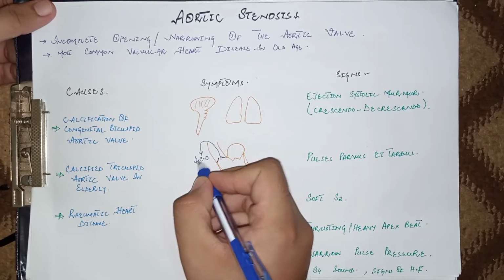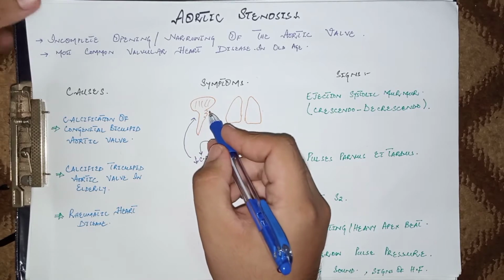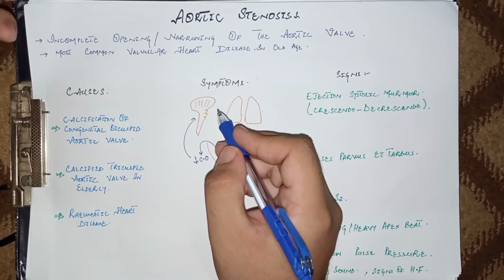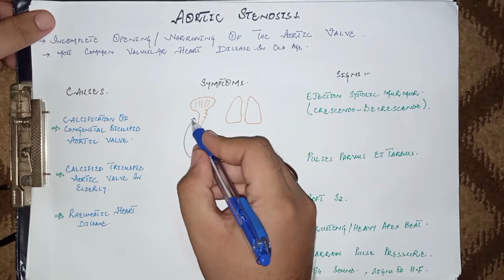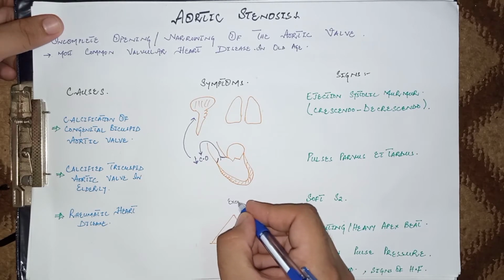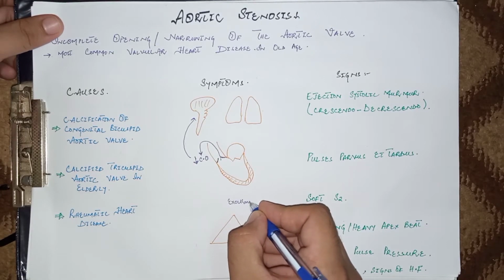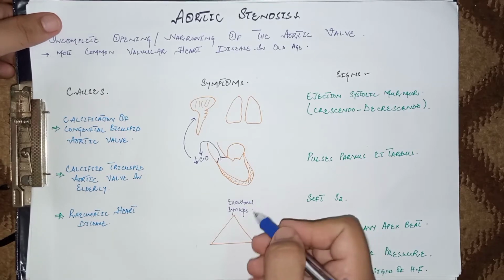Due to reduced cardiac output, there is reduced blood supply to the brain, especially when the patient is exercising or during exertion. It leads to exertional syncope. So it is an important feature of aortic stenosis that exertional syncope occurs in these patients.